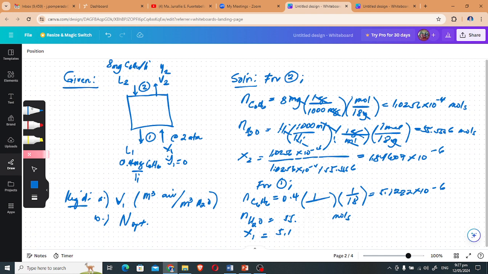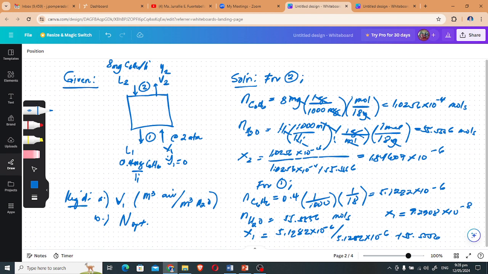Sorry, we'll just write again. So you'll have 1000 here. This is 55.56. So 5.1282 times 10 raised to negative 6 divided by 5.1282 times 10 raised to negative 6 plus 55.5556, giving us an x1, equal to 9.2308 times 10 raised to negative 8.